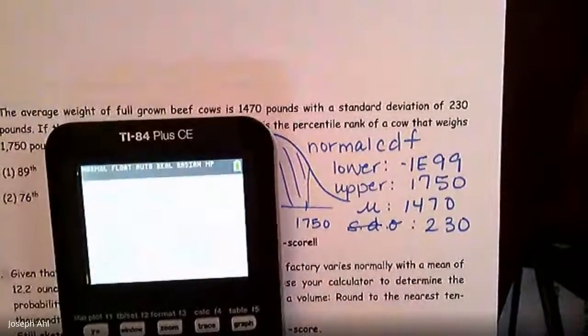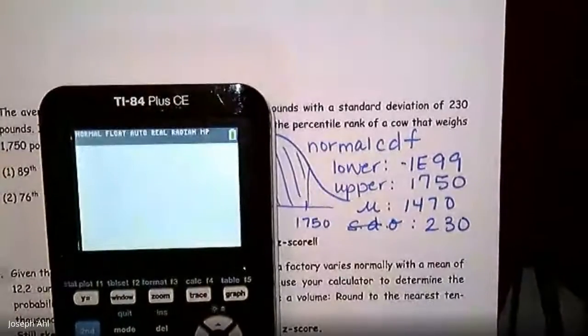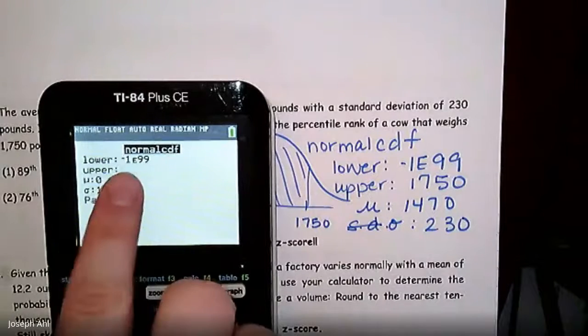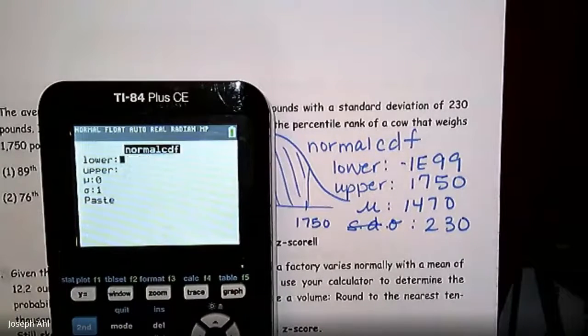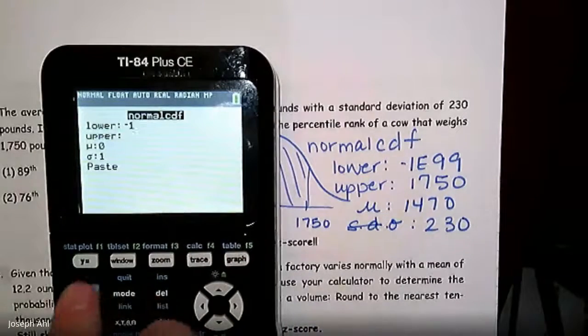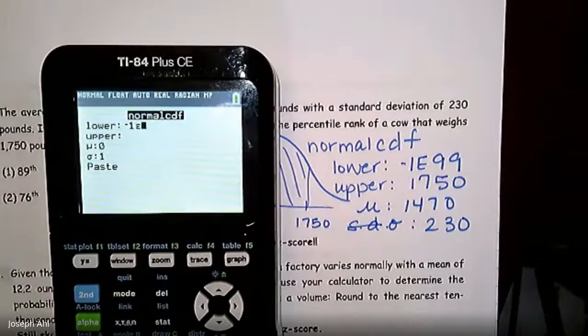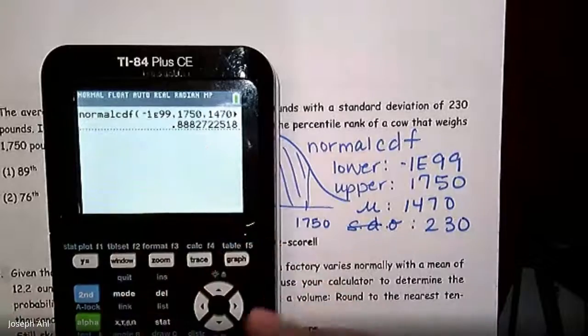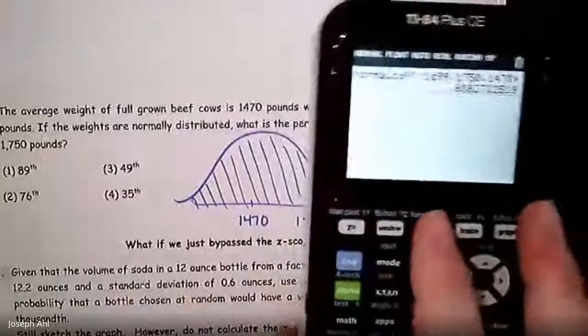But I'll show you real quick with normal CDF. Let's turn this on. Okay, second vars, choice 2. The lower for me is already set to negative 1e99. I'll show you again how we would type that in: negative 1, second, comma, gives you that e, and then 99. Upper is 1750. The average is 1470, and 230 for the standard deviation. Paste it to the home screen. I'm getting 0.888 here. Okay, so that would be rounded up to the 89th percentile, which corresponds with choice 1 there.